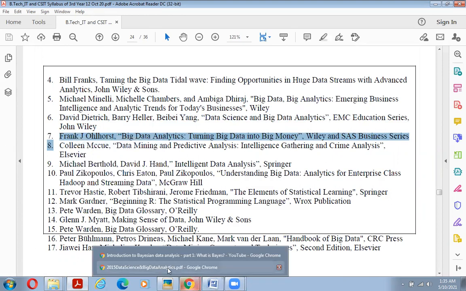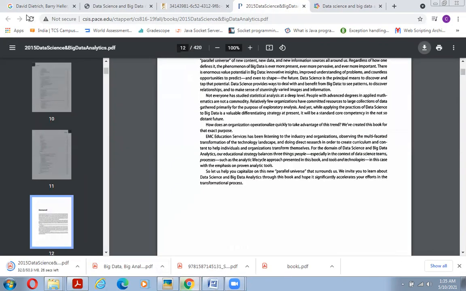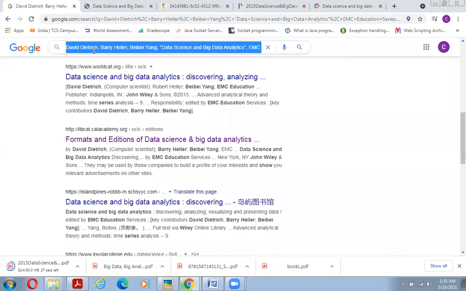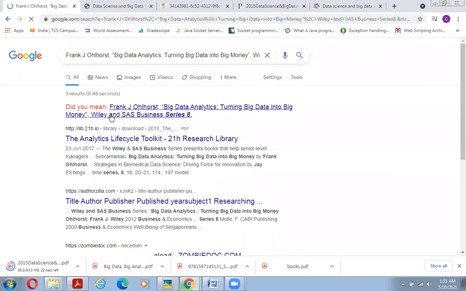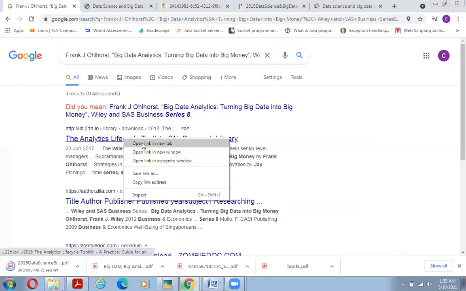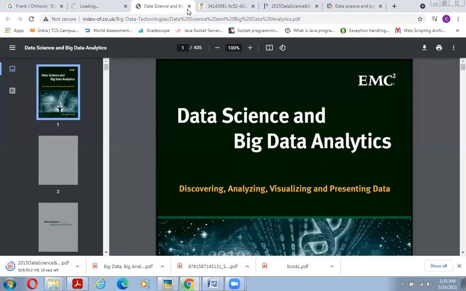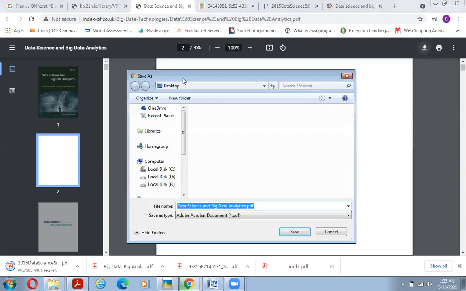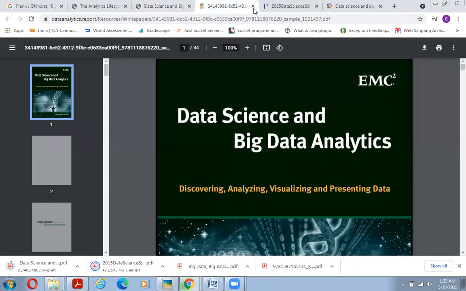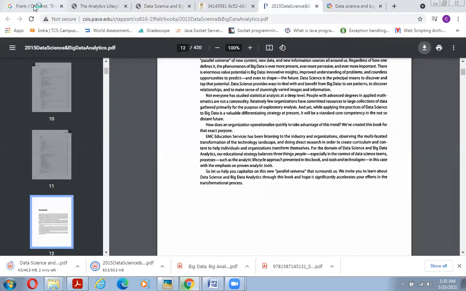I'm making the searching part of the video because I want to make sure the material is available. We need to push ourselves a little bit. We will get this book also, Big Data and Big Data Analytics. This book is also 435 pages. We need to study. That's the thing. We need to study.